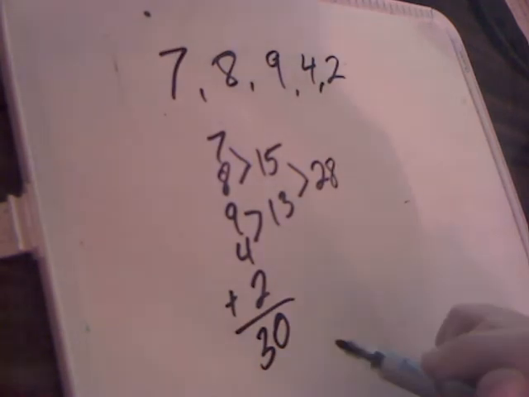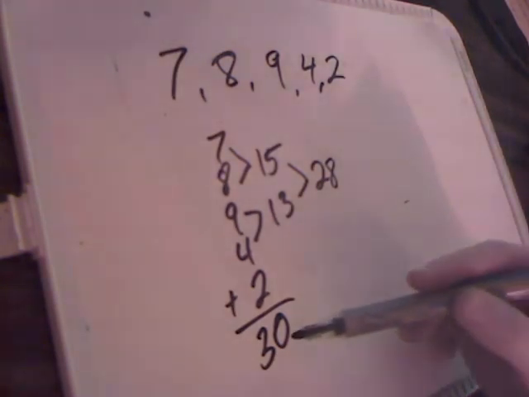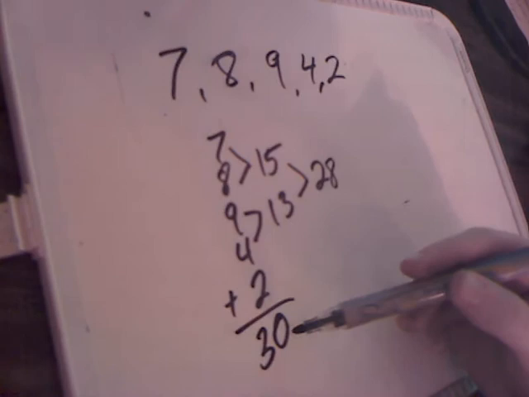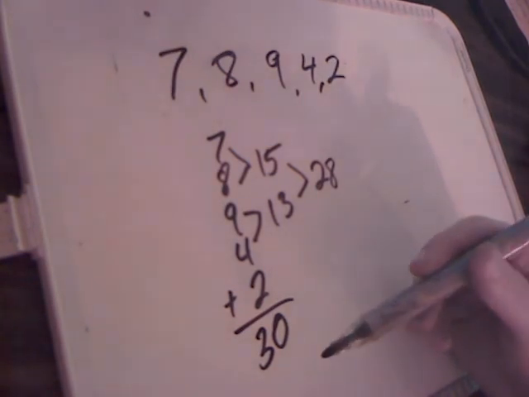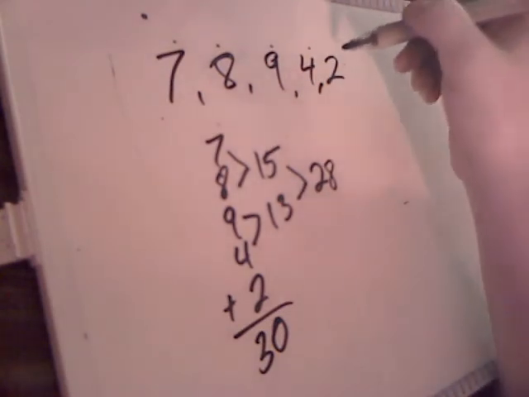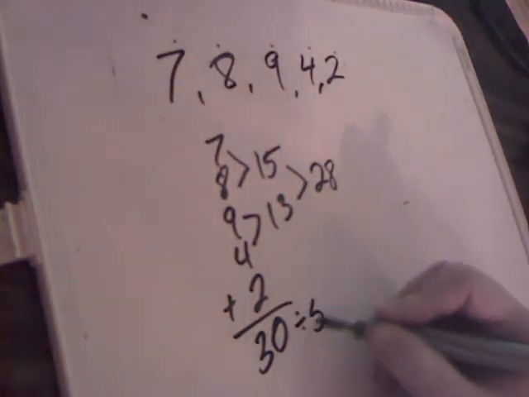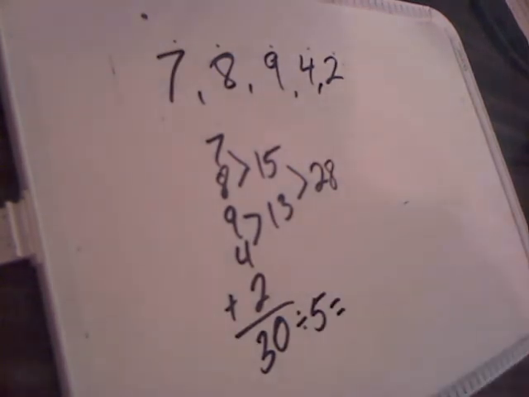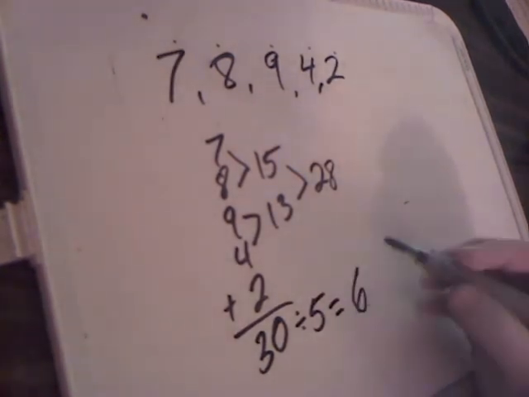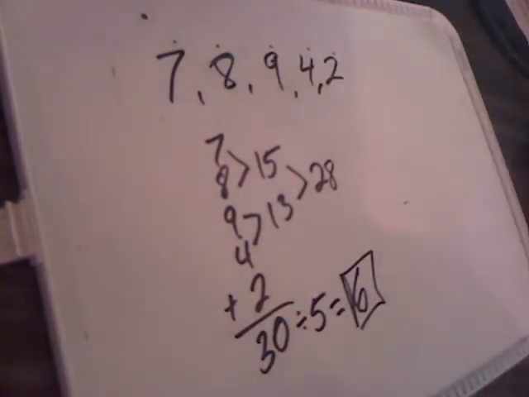Once you get 30, the next step is to divide them. And that doesn't mean that you get to pick any number. You're going to divide this number by the amount of numbers that you added together. So because you had 1, 2, 3, 4, 5 numbers up top, you're going to divide 30 by 5. 30 split up 5 ways is 6. So the mean of this set of numbers is 6.